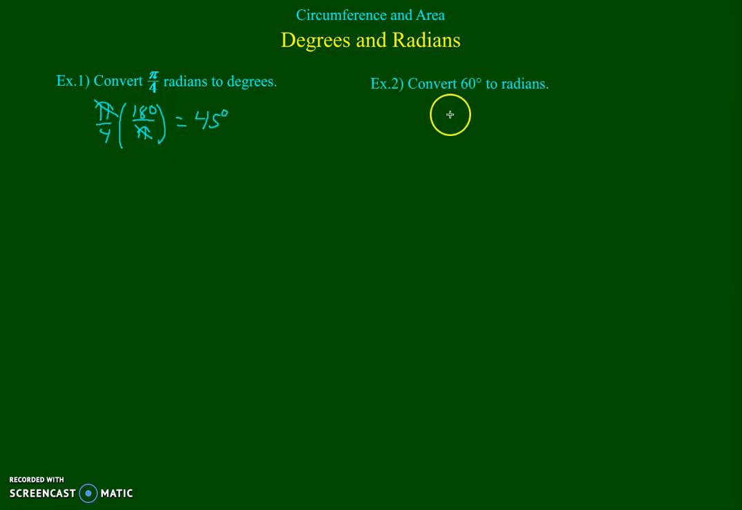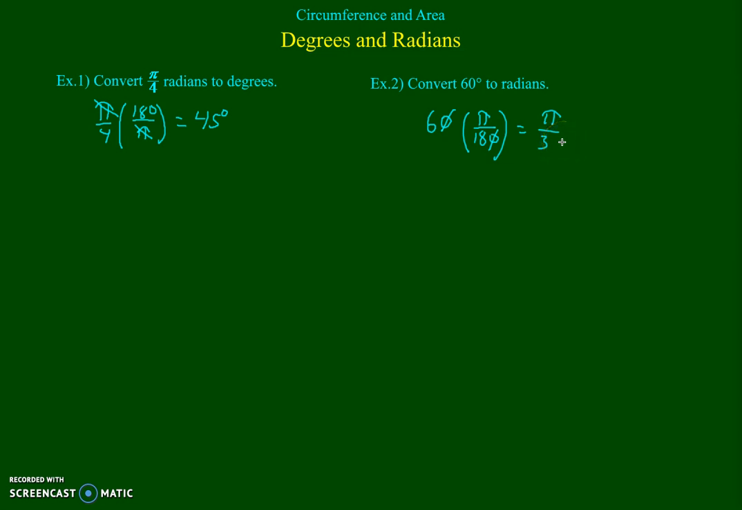So let's try another one. Here we want to go in the other direction. We want to convert from 60 degrees to radians. So I take my 60 degrees, and I've got to make this smaller, so I'm going to multiply by pi over 180. Okay, so both of these have a common 10, so I can divide out the 10, and 6 divided by 6 is 1, so that's going to be pi, and 18 divided by 6 is 3. So 60 times pi over 180 comes out to pi over 3 radians.